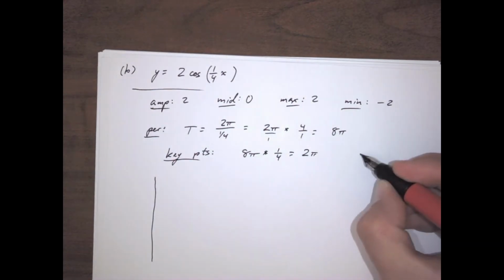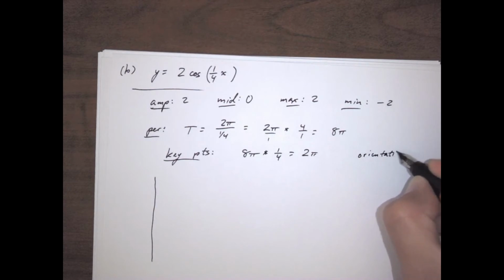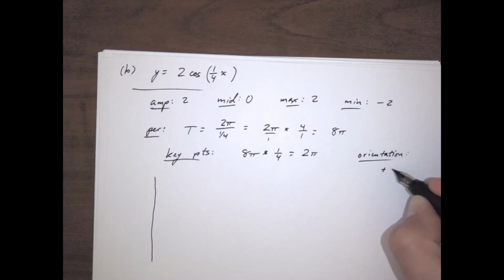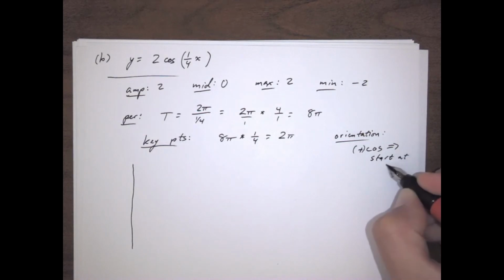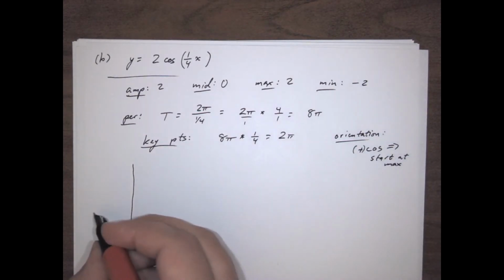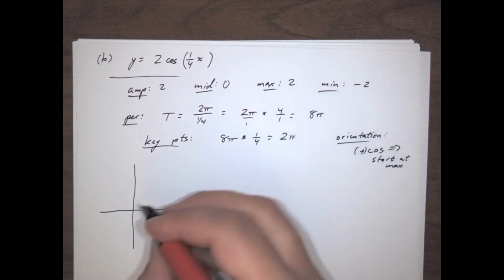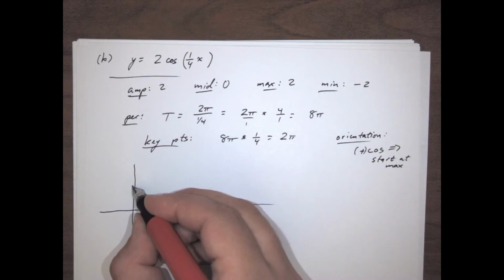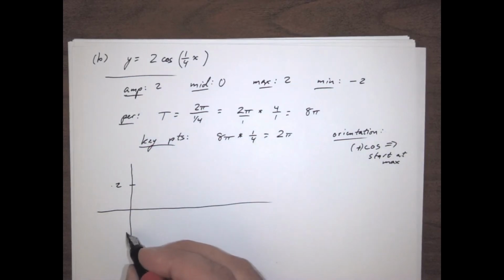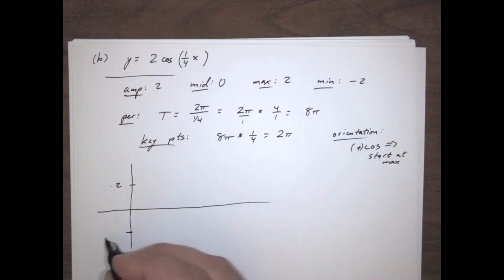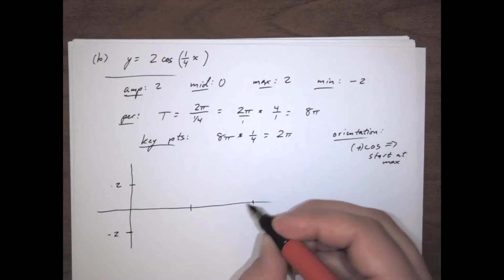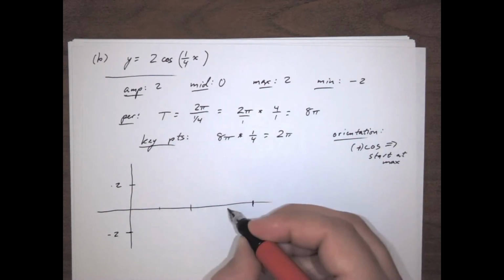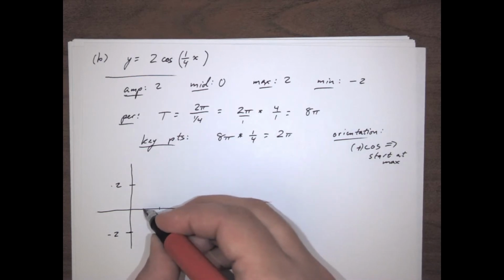Oh, and the orientation. Since it is a positive cosine, that implies that what we are doing is start at max. Okay. That's enough to know to get us started, so let's then plot things out. So 2 is the highest, -2 is the lowest. And now once again, I'll just start by projecting out 2 periods, and then I'll break them each into quarters.